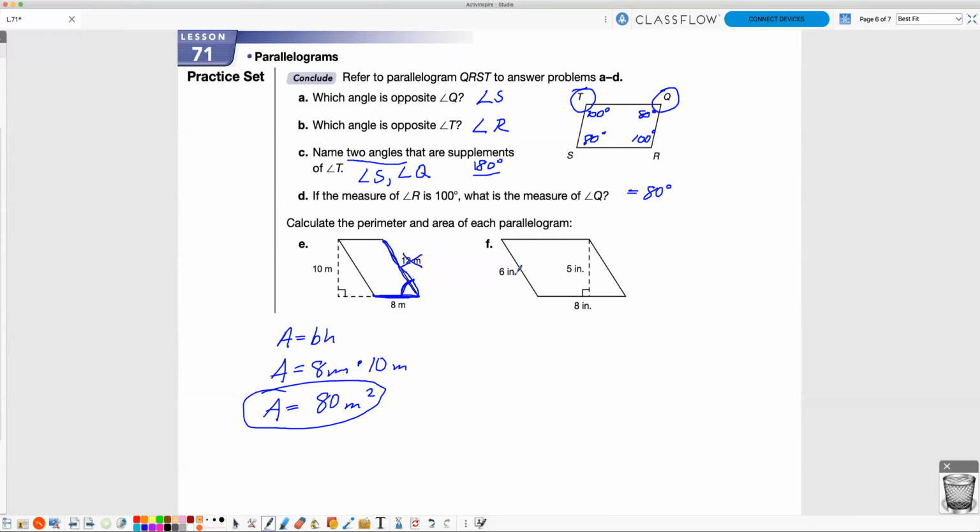Letter F. In this case, which one would be the base? 8 inches. 8 inches is the base because you have a perpendicular measurement right here going straight up from the base. So the area equals base times height. So in this case, you have area equals 8 inches times the height of 5 inches. So 8 times 5 ends up being 40, and then inches squared.